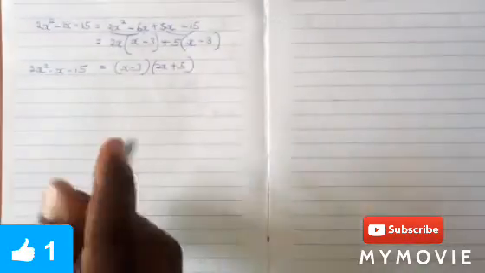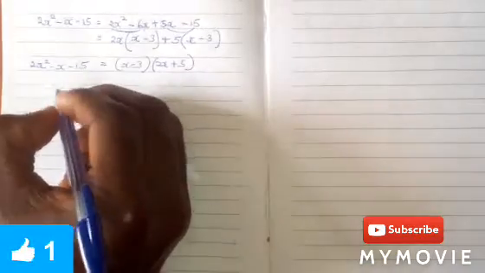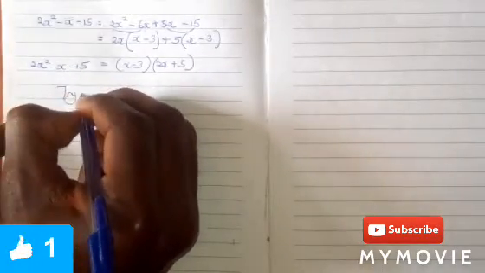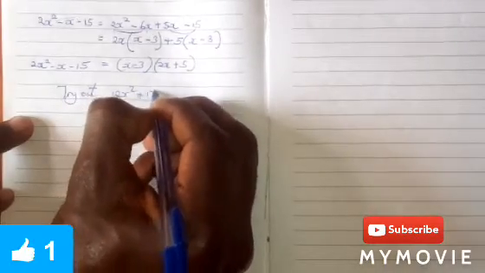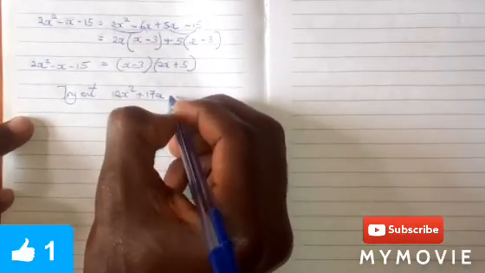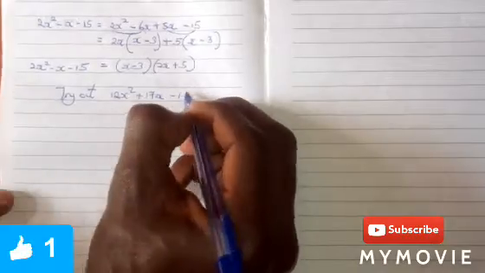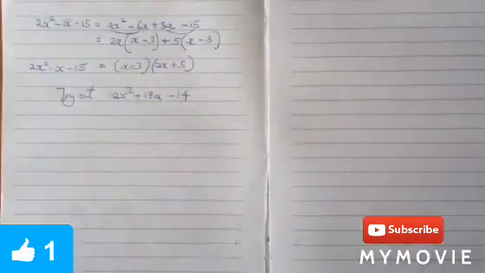Maybe I can leave you with one so that you can try out this: 12x squared plus 17x minus 14. Try out to factorize that.